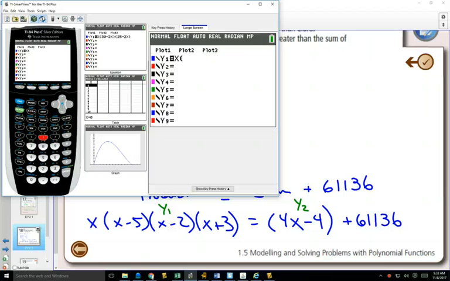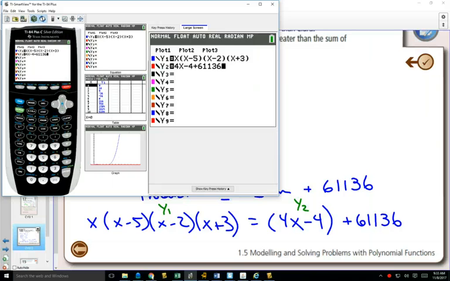X times x minus 5, x minus 2, x plus 3. That is my left-hand side. On my other side, I have 4x minus 4 plus, and I didn't even simplify it. I just typed it in exactly as it was.